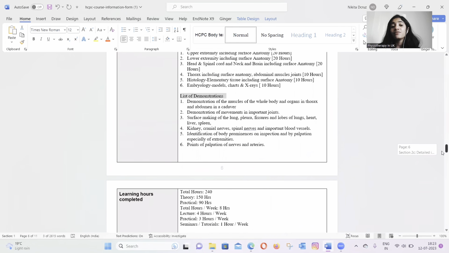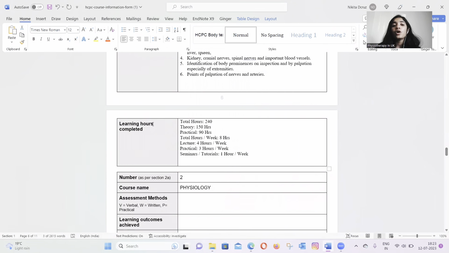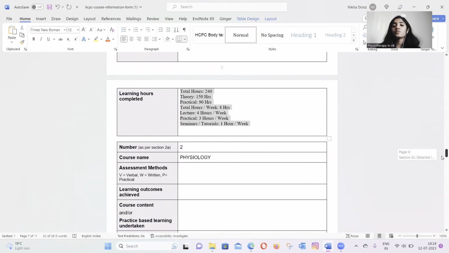Now, moving ahead, they've further gone on to ask you, what were your learning hours? So how many hours did you spend as a part of this course within your university? So as you can see over here very clearly, my syllabus broke it down and said I completed a total of 240 hours in anatomy, out of which 150 hours in the year were theory and 90 hours were practical. It has also gone down to break it in terms of weekly basis. But I would suggest if you don't have any of this information, that's fine. Even if you suggest the total number of hours and the split between theory and practical, you should be all right.